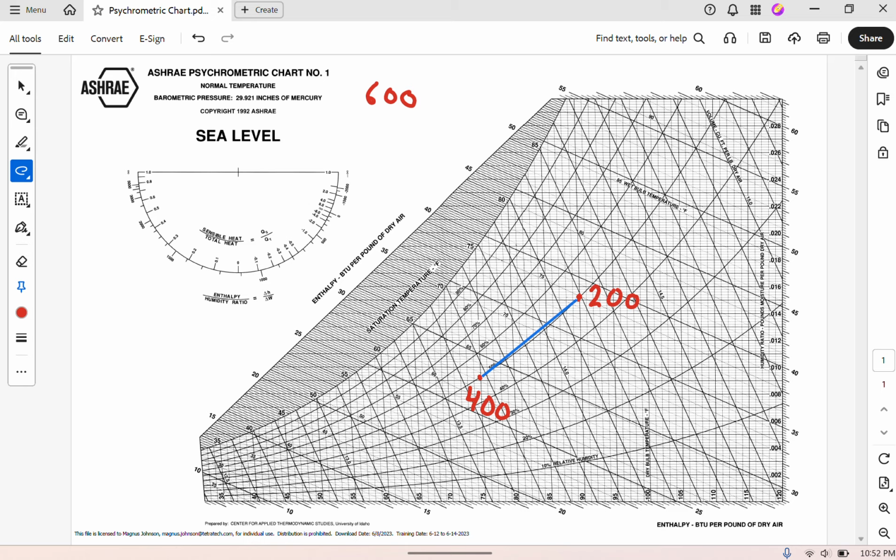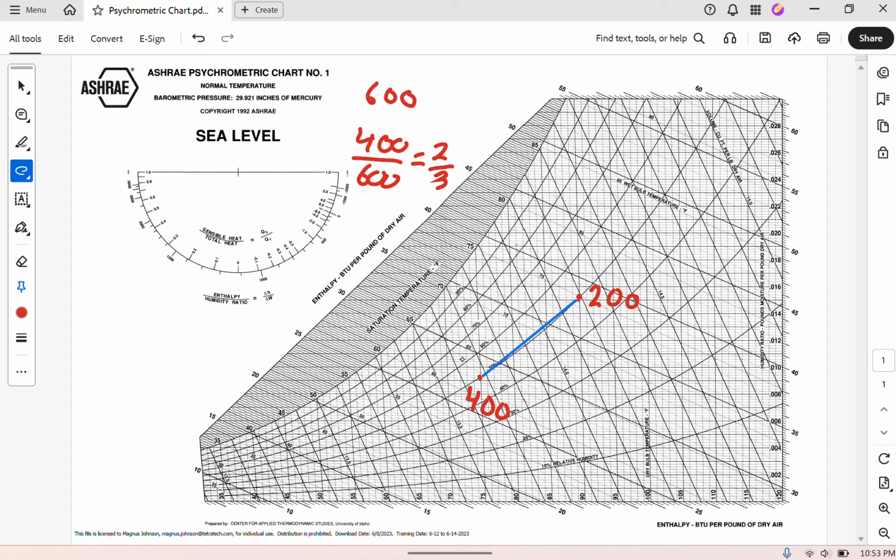So the location of the point is going to be basically the ratio of, let's take our return air for example, the ratio of our return air to our total air. So we just take 400 over 600, which is just 2/3. And that means that the point on our line is going to lie at the 2/3 point, but closer to the 400, because this is the heavier weighted airflow here.